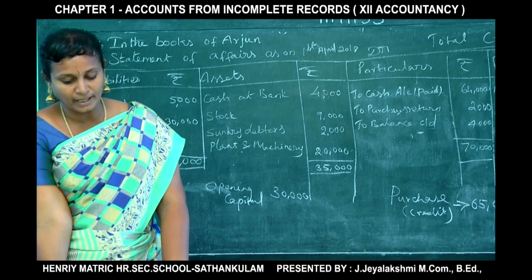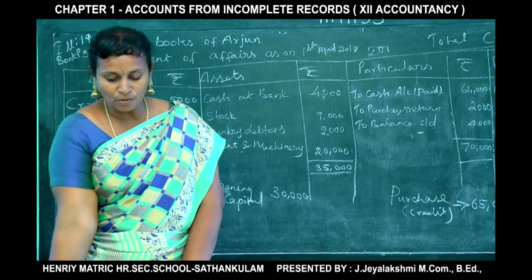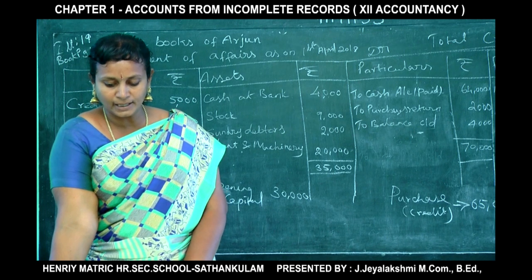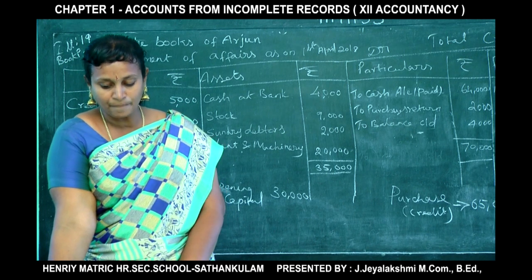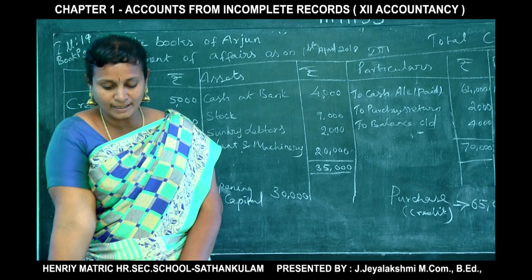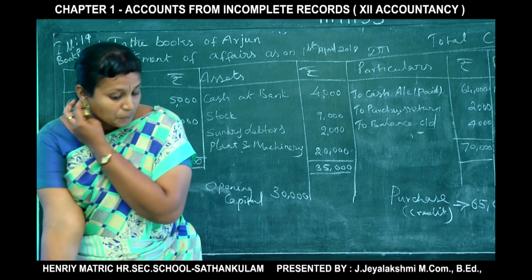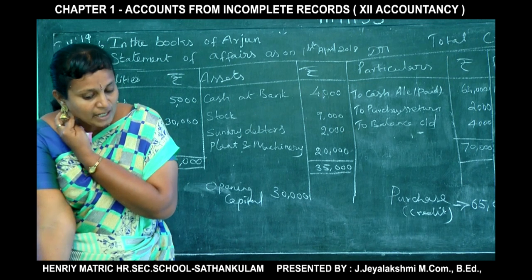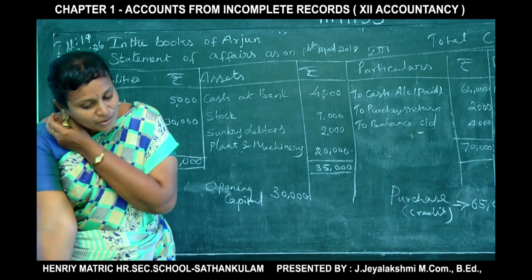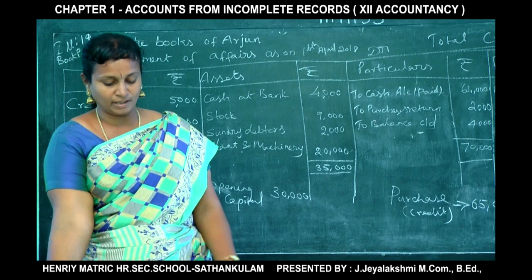Okay. Then you have to take the provision provided, 300 rupees for doubtful debts. Then you have to deduct 300 from the debtors. Then with the above information, you have to prepare the statement of profit and loss account for the year ended 31st March 2019 and a balance sheet as on that date.